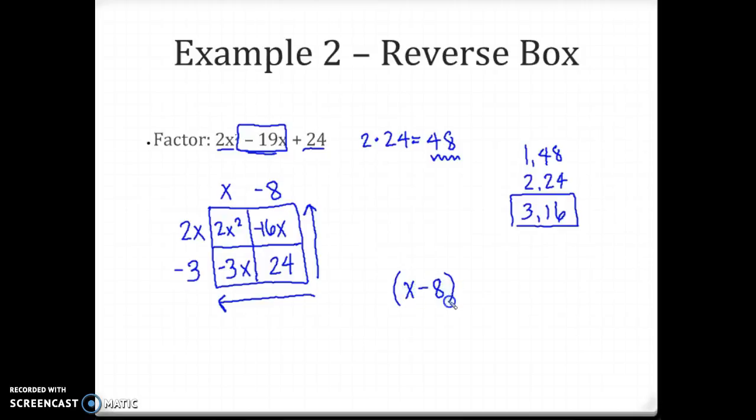So one of them is x minus 8, and one of them is 2x minus 3. Again, the 2x times x is going to give me my 2x squared to begin with. And then if I FOILed it all out, I would get back to 2x squared minus 19x plus 24. So that's the reverse box method. Remember, you don't have to be able to do both. Just pick one that you're most comfortable with and become a pro at it.